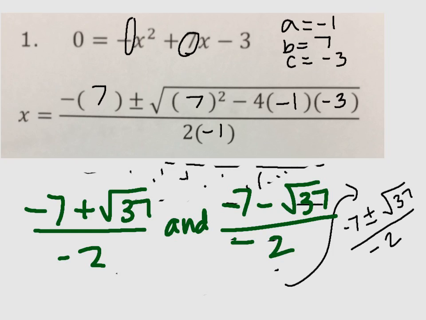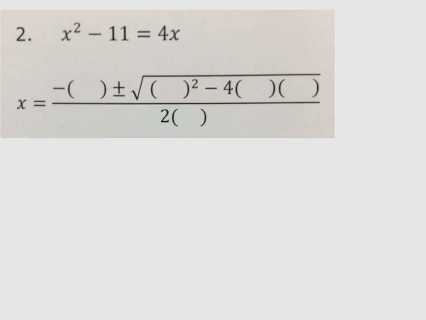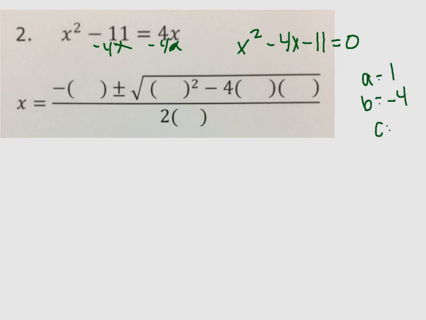Okay, next one. Now this one's different because it's not in standard form. So how do we get it into standard form? Subtract 4x. So the equation is x squared minus 4x minus 11 equals 0 now. So A is 1, B is negative 4, C is negative 11.